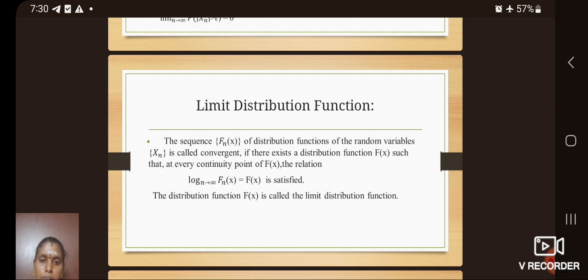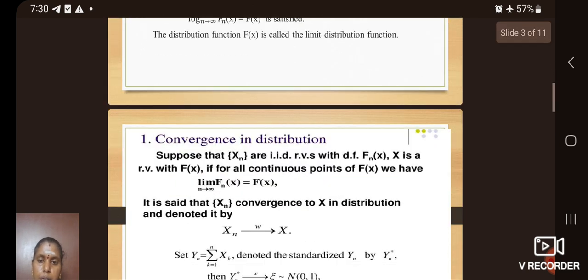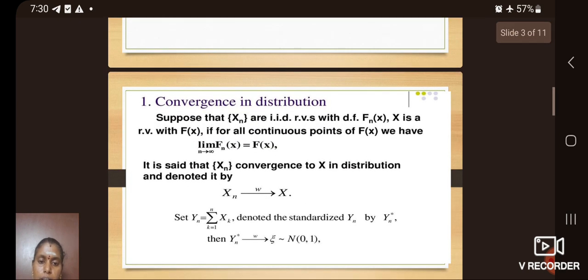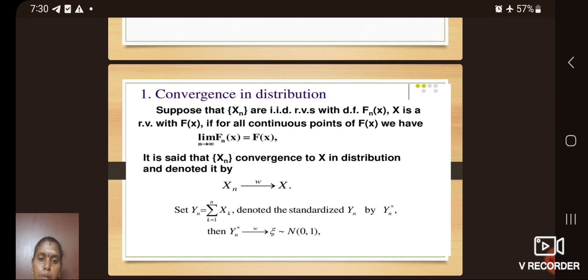Next we see the limit distribution function. The sequence Fn of x of distribution functions of the random variables Xn is convergent if there exists a distribution function F of x such that at every continuity point of F of x, the relation limit as n tends to infinity of Fn of x equals F of x is satisfied. The distribution function F of x is called the limit distribution function.